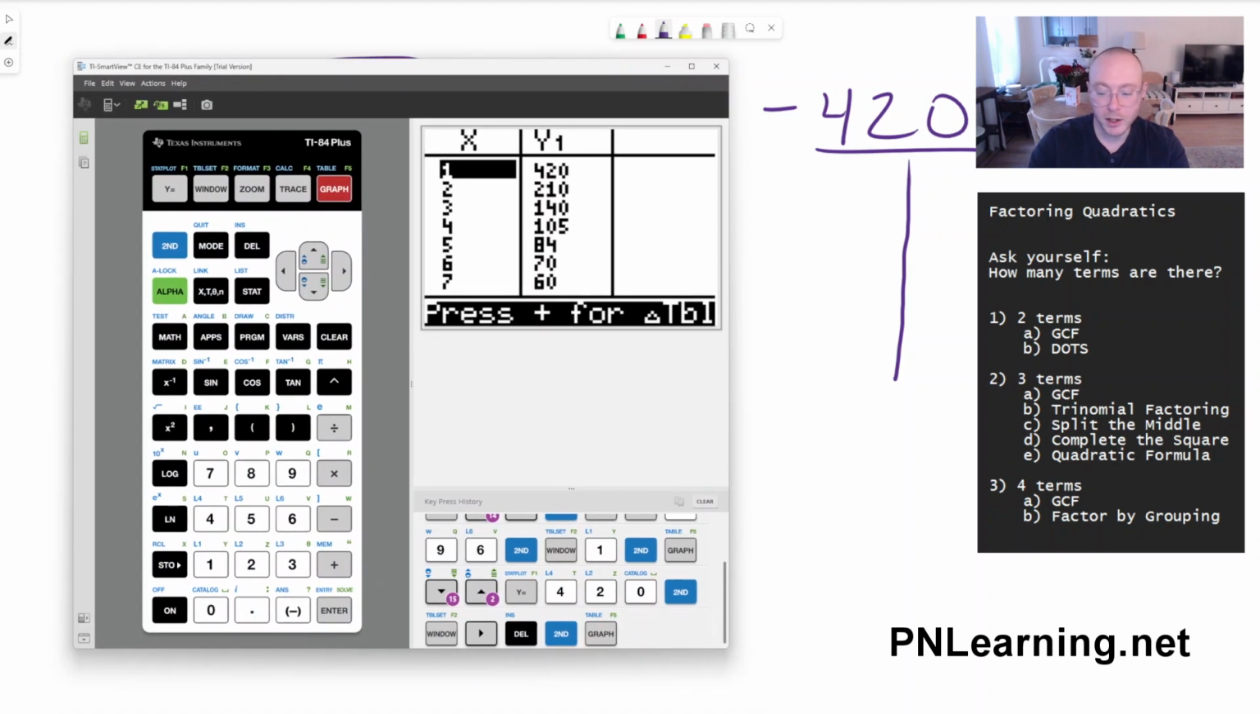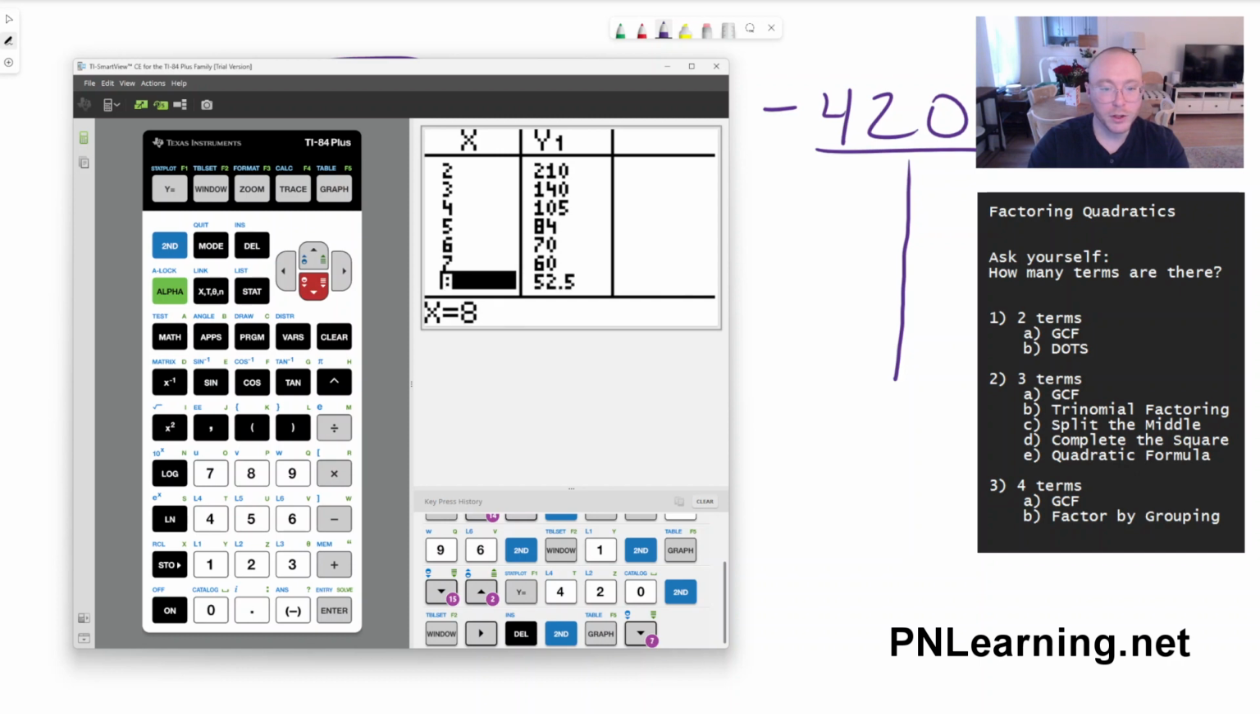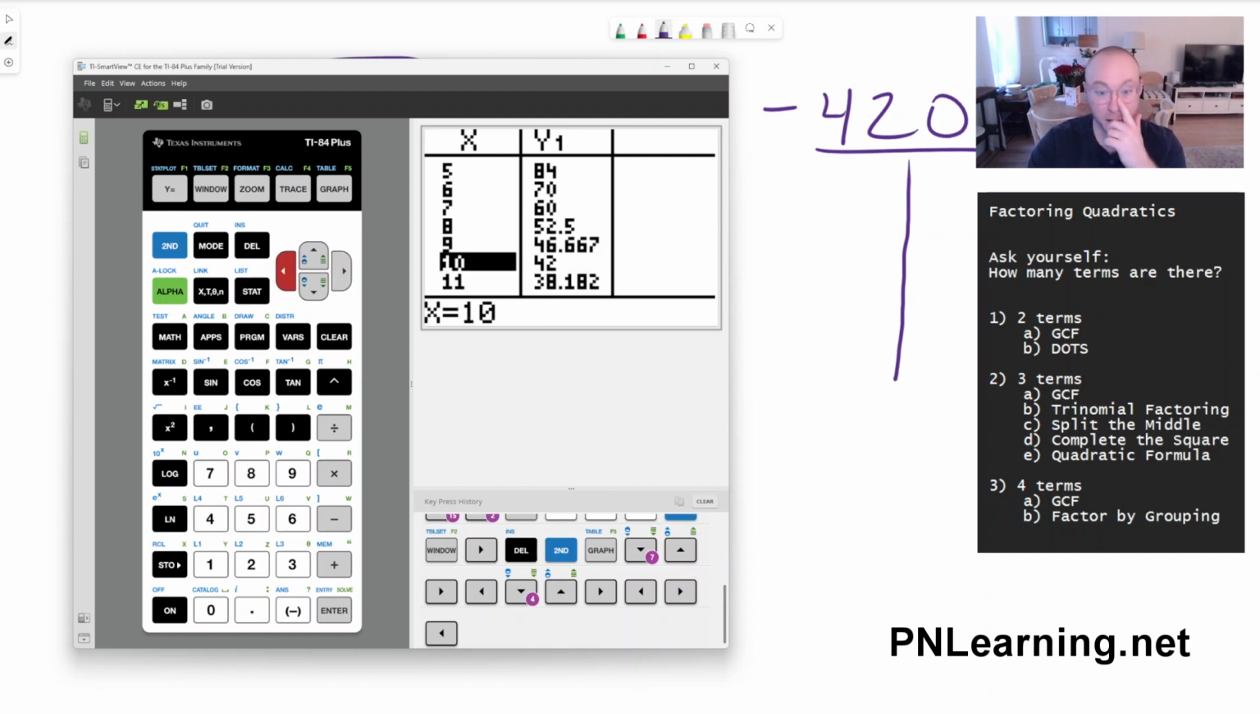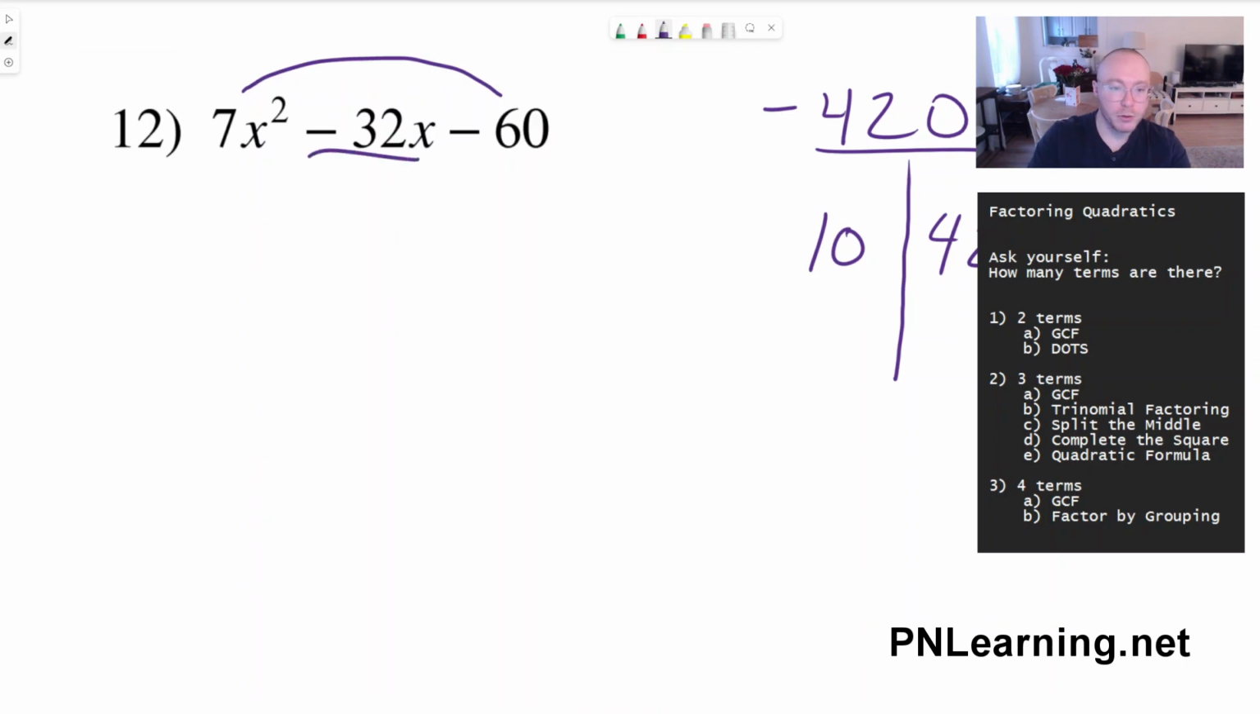So I'm not going to write them all down. I'm just going to go look for ones that have a difference of 32. 7 and 60 are still too far apart. 10 and 42 look like they could work, right? Because 42 minus 10 would be 32, and 10 minus 42 would be negative 32. So let's go ahead and write those two down, 10 and 42. It was a negative 32, so we want to make sure the larger of these two factors is the negative, and we found our numbers, 10 and negative 42.